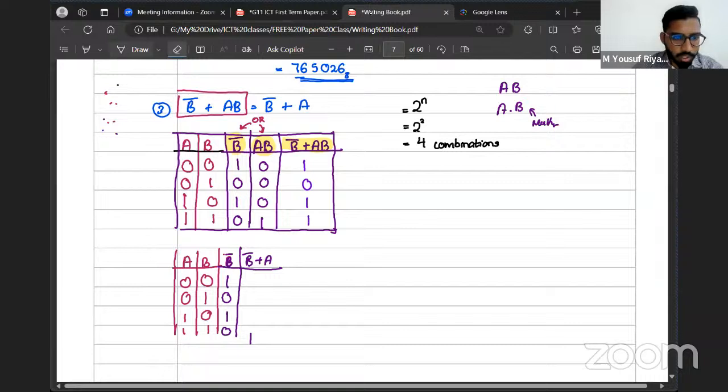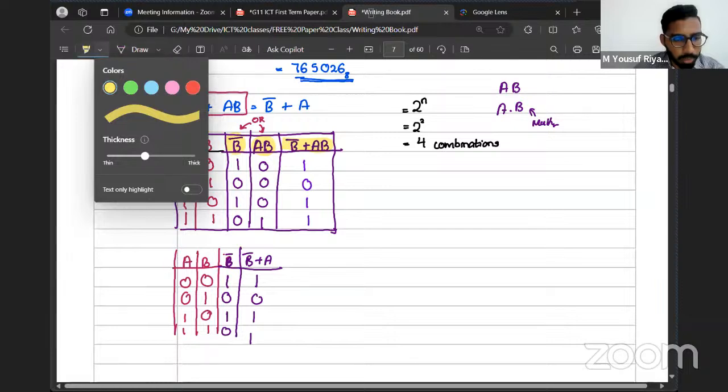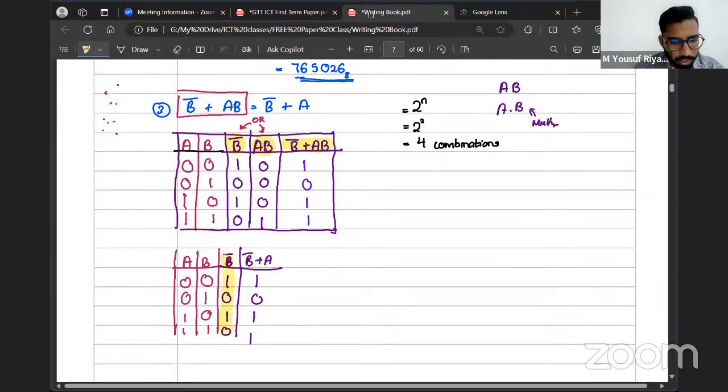So first one is 0, 1 and 0. 1 and 0 is 1. Second is 0 and 0, that's 0. Third is 1 and 1, 1. Fourth is 1 and 0, it's 1. Because I have to compare here B dash, that is this column, with A, this column.